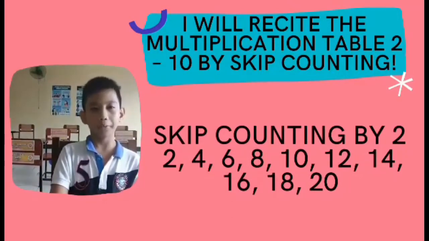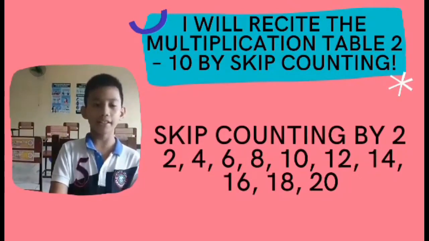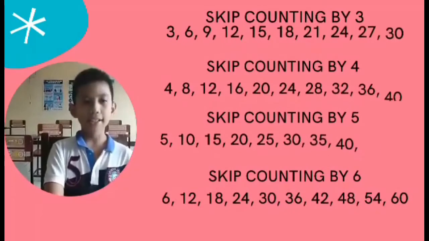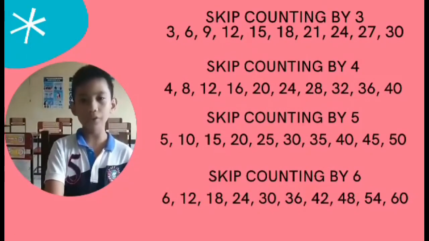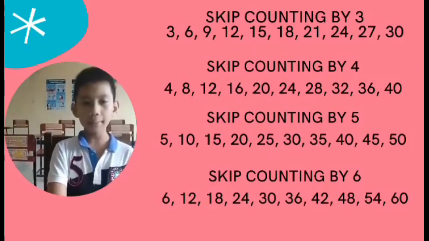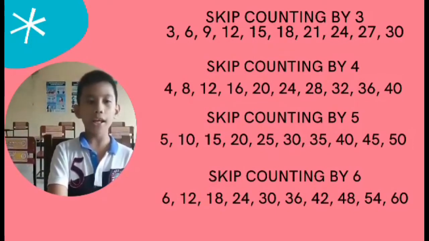Skip counting by 2. 2, 4, 6, 8, 10, 12, 14, 16, 18, 20. Skip counting by 3. 3, 6, 9, 12, 15, 18, 21, 24, 27, 30. Skip counting by 4. 4, 8, 12, 16, 20, 24, 28, 32, 36, 40.